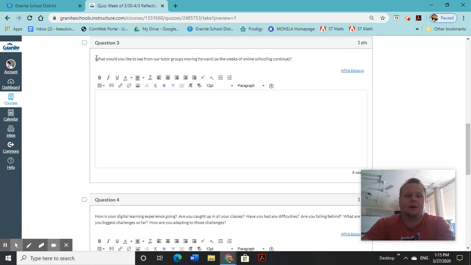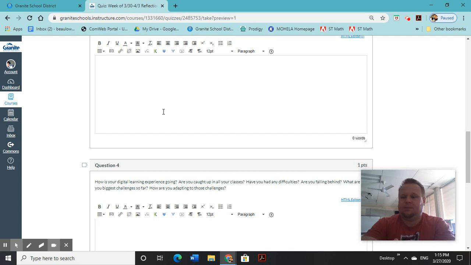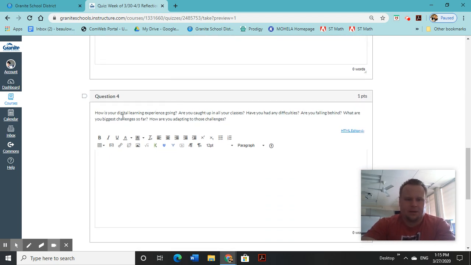What would you like to see from our tutor groups moving forward? Starting the week after this, we're going to probably move to a more traditional tutor setting. We're going to have the college tutors on there. We might have them on at some of these times too, but they're going to take the lead a little bit more. So they'll be able to help you and answer your questions, but we're also going to keep helping each other.